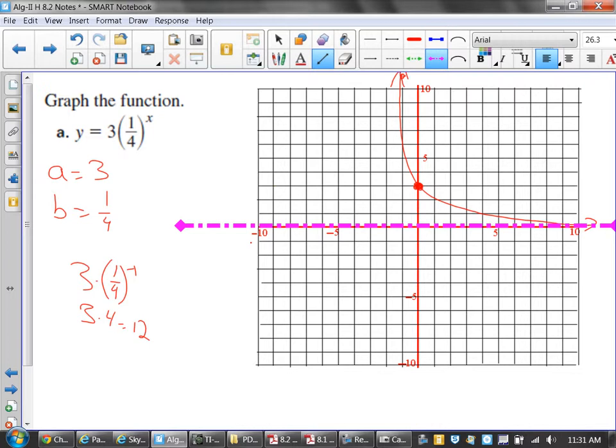So again, like I said, it'll ask you about domains and ranges. Are there any parameters that you have to worry about in your domain here? So your domains for these are going to be all real numbers. Your range, remember, which side of the graph is the range being shown? Is it above 0 or is it below 0?